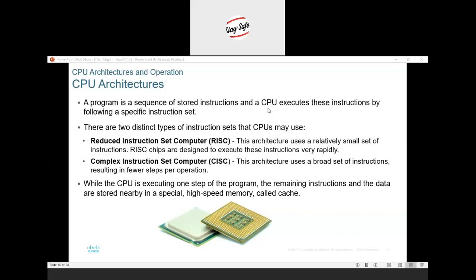Let me give a very simple way of differentiating the two. The reduced instruction set tries to reduce the complexity of the instructions, so you have very few instructions to carry out heavy tasks, and it works at high speed. The complex instruction set computer has complex instruction sets. Considering that it's a legacy, the reduced instruction set computer came as an upgrade. This is the 8086.